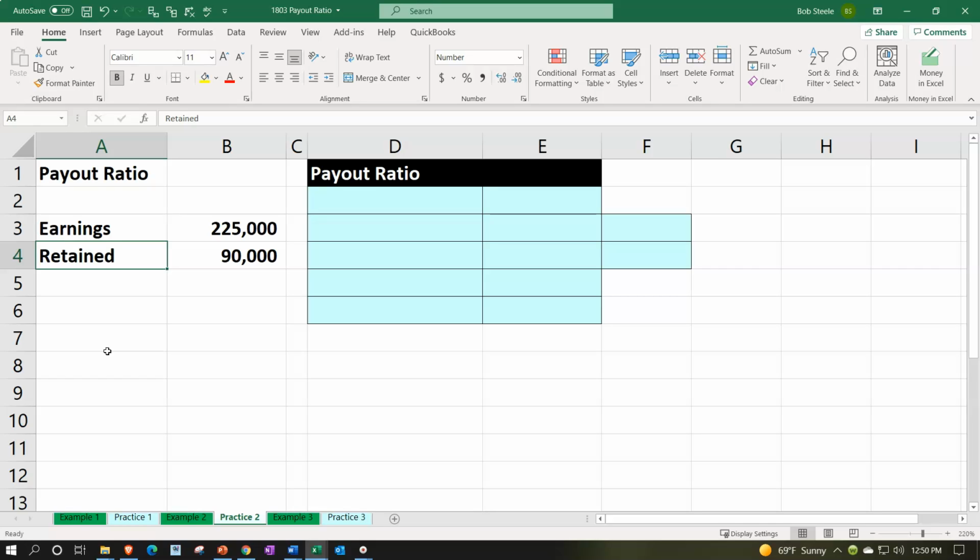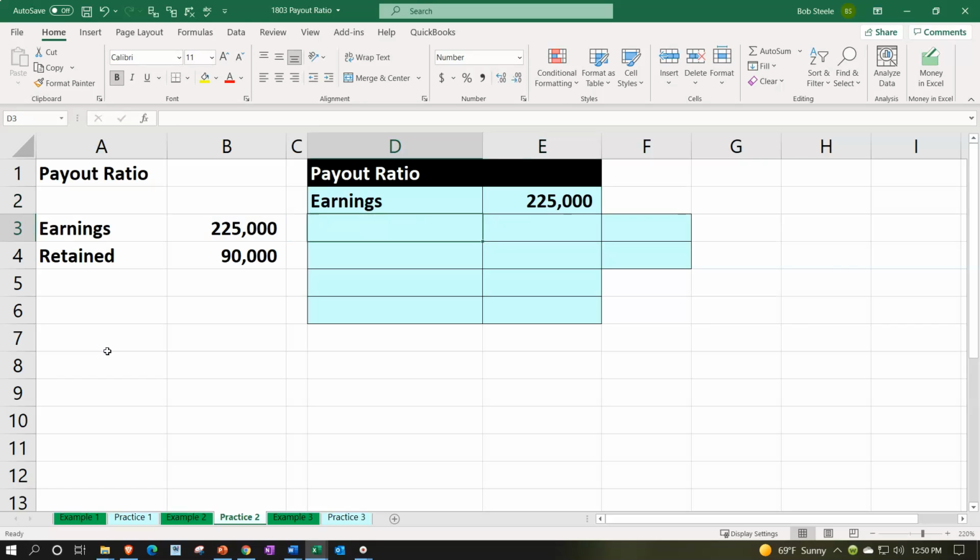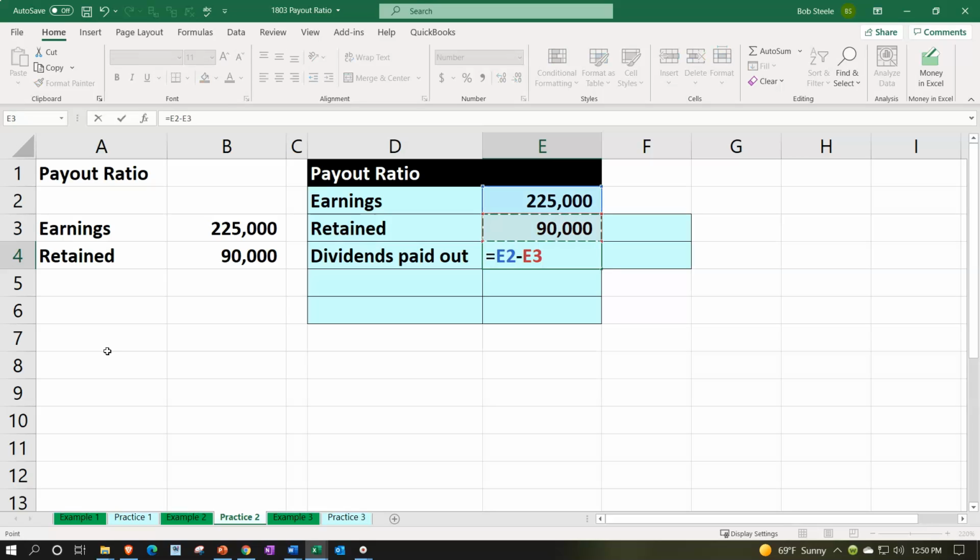So let's back in then to the dividends that we did pay out. We're going to start off with the earnings, which is going to be equal to the $225,000. We're going to say the amount that has been retained is going to be equal to the $90,000. That's going to give us the dividends, the dividends paid out, which is going to be equal to the 225,000 minus the 90,000, or the 135,000.